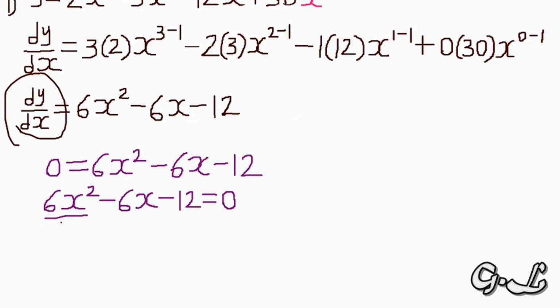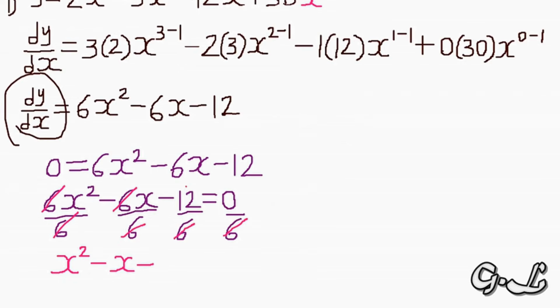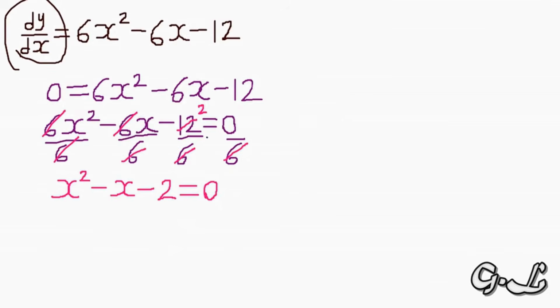And then what we are going to do in such a case is make our work easier. We're going to divide each term in that equation by 6 to simplify the equation. So when you simplify the equation, it will be x squared minus x minus 2 is equal to 0.